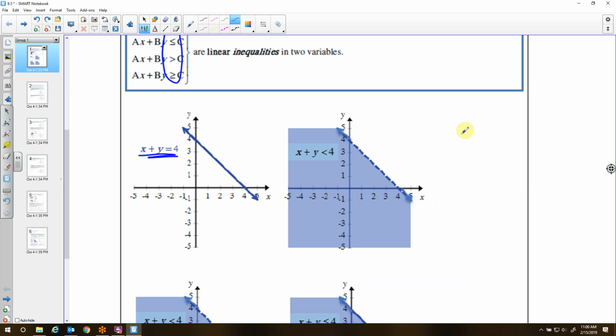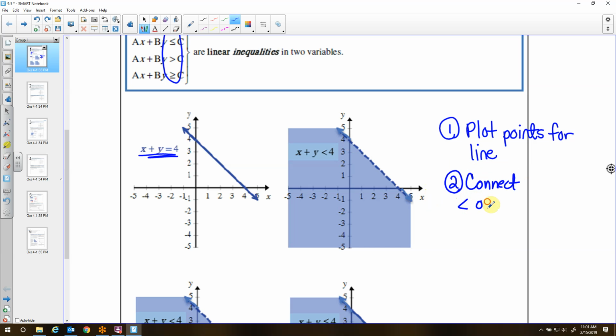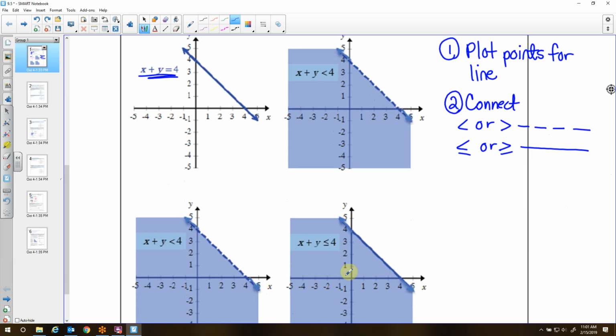Here's some clues. If you have to graph a linear inequality, first of all, we need to plot points for the line. And we're going to plot those points just like we plotted points in regular equations. Two, we're going to connect those points. And if you have less than or greater than, you're going to connect with a dashed line, like this example to the left. If you have less than or equal to or greater than or equal to, we're going to connect with a solid line. That's like the one down here just below.